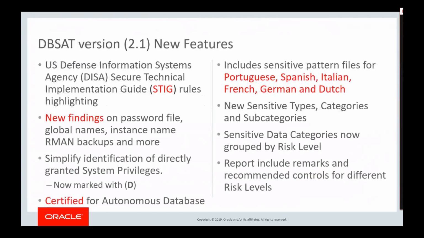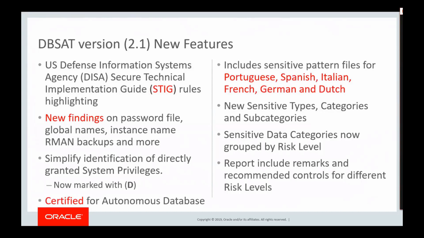This month, within the next few weeks, you can look forward to seeing the Database Security Assessment Tool release version 2.1. And there's a lot of new stuff in this version of DBSAT. One of those is we've added in DISA STIG checking to our rules engine. This isn't intended to take the place of a STIG compliance checker. We're not going to run through the entire STIG for you. But if you are using the Secure Technical Implementation Guides, what DBSAT will now do is if it finds something applicable to the STIGs, it will highlight that in its reports.